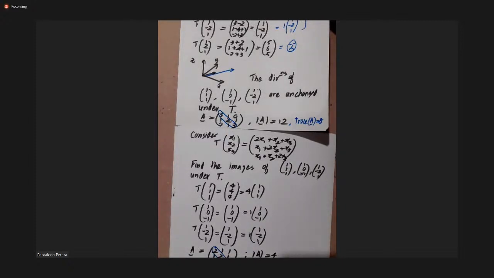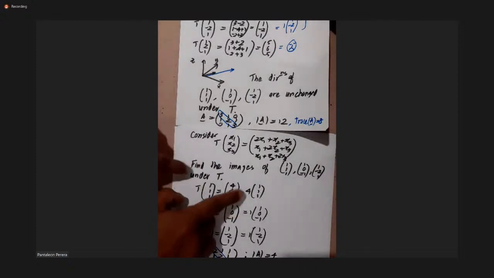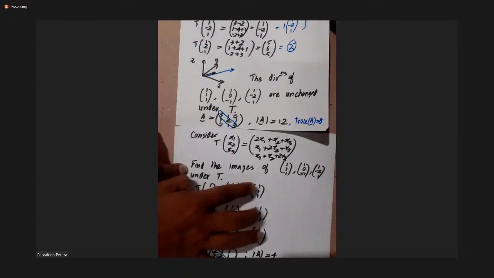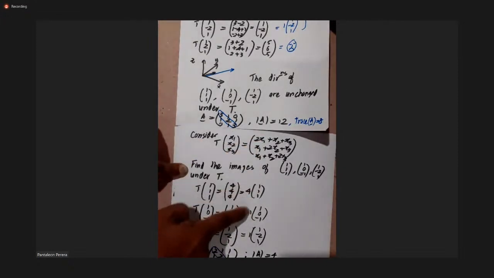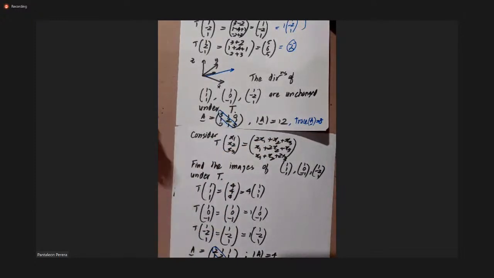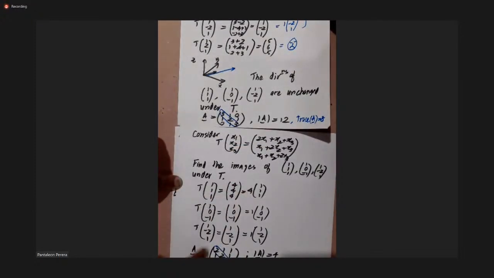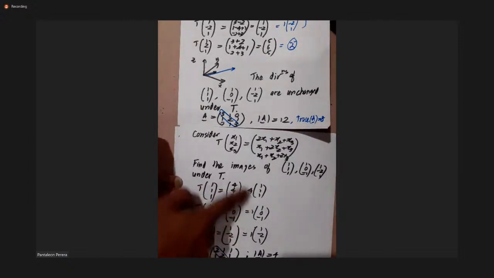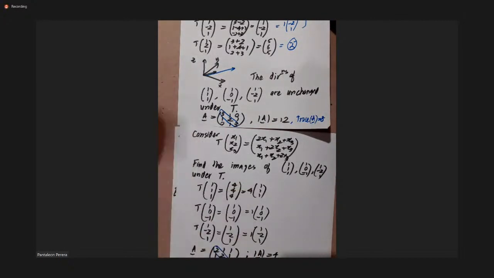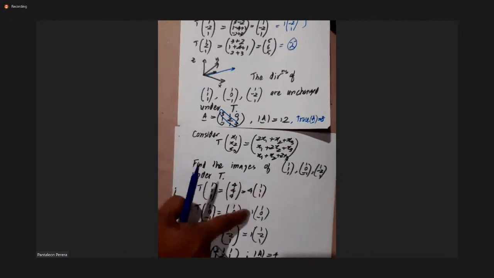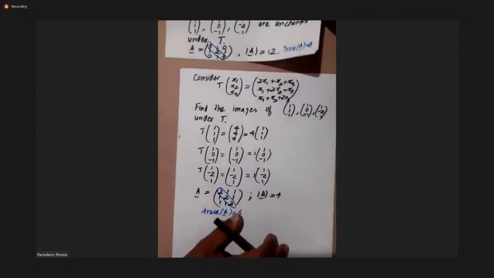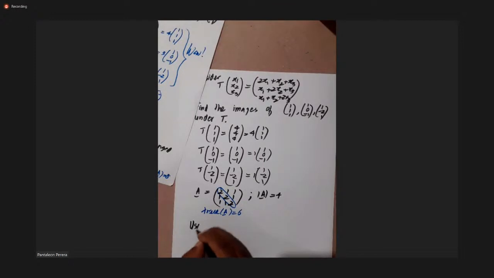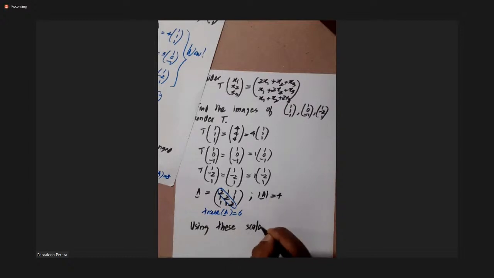Now, that means what? You can characterize a person using some kind of traits. Likewise, using these three values or these vectors, you can characterize this transformation. Look, there are a lot of connections, right? The matrix of the transformation and these values are related. The product is equal to the determinant, the sum is equal to the trace, and so on. So, using these values, you can characterize the transformation. Using these scalar values or magnification factors, I'll write it pertaining to this problem.